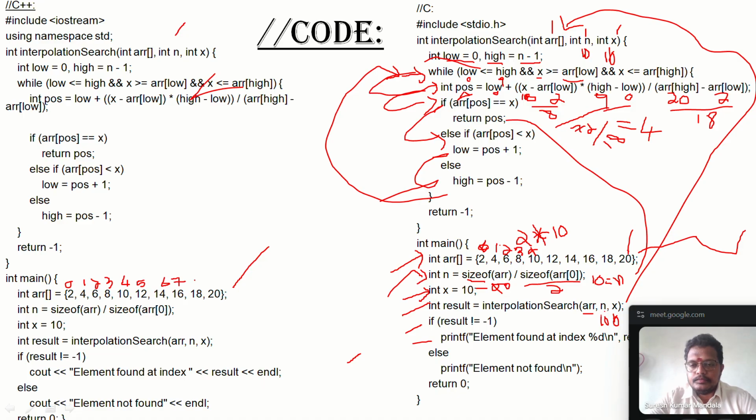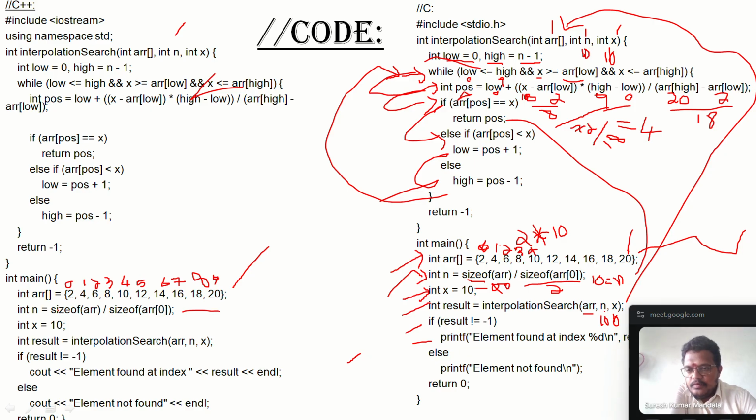Seven, 8, and the last index value is 9. Next, this line is useful to identify how many elements are present in the particular array.